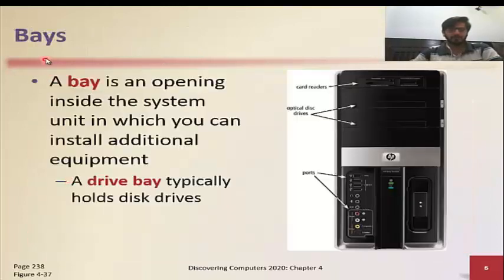First of all we have to discuss the bay. A bay is an opening inside the drive. There are some bays available in front of you. This is an opening inside, and you can insert some of your CDs and DVDs into it. So they are categorized as a bay.